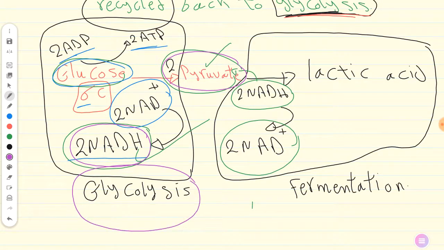Then the fermentation process occurs, but you must know that this process occurs in the absence of oxygen. So now oxygen is unavailable. So what will happen? The pyruvate and NADH produced from the glycolysis process are used in the fermentation process.